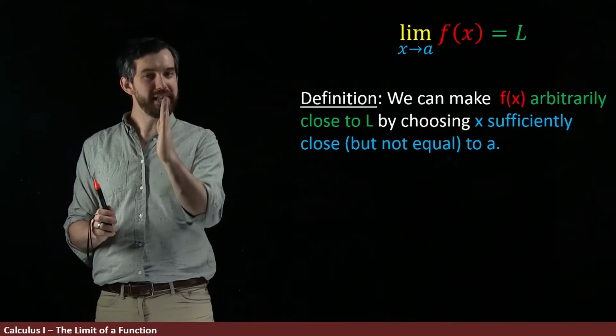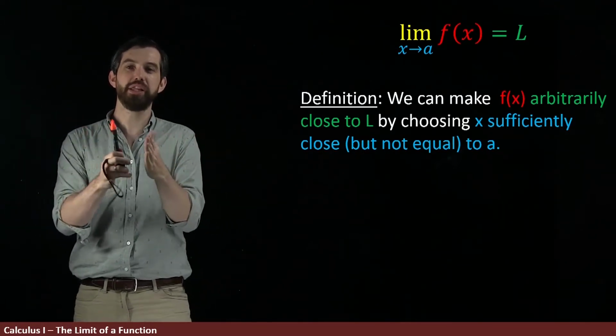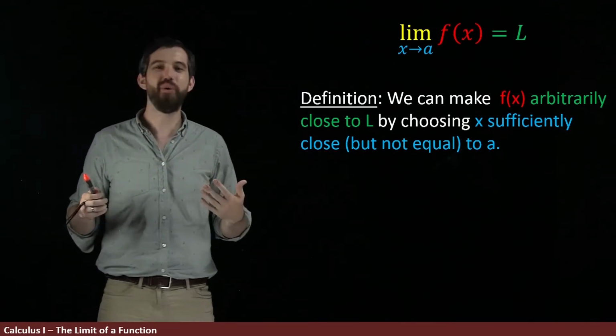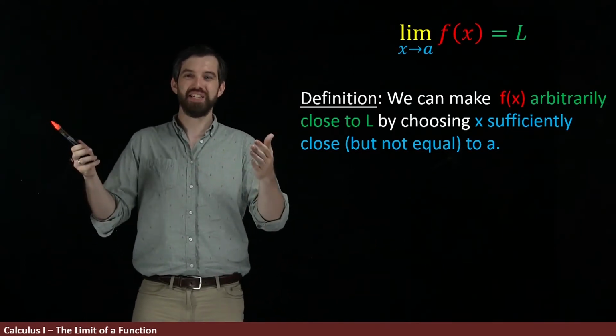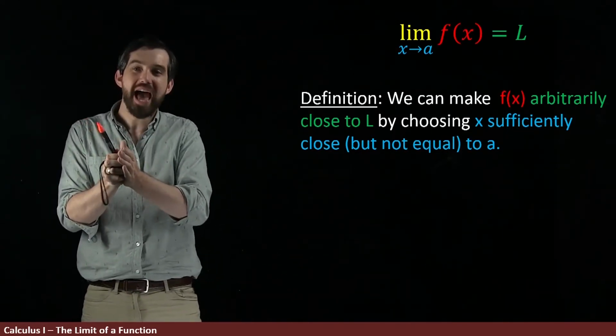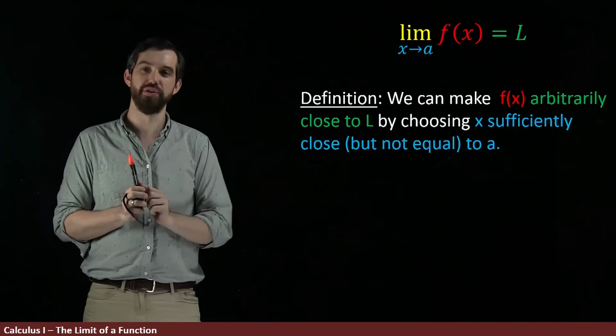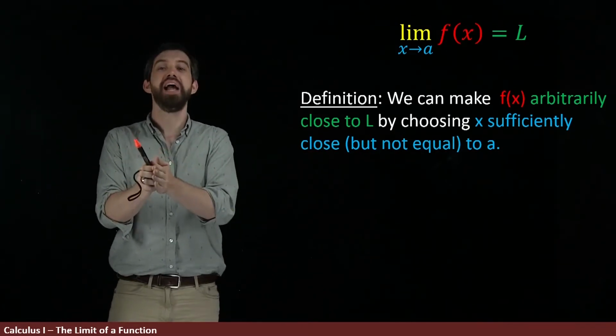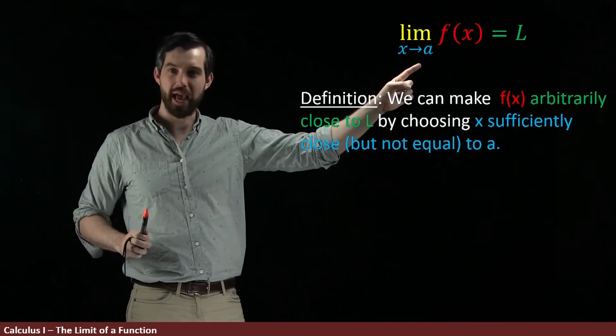We don't care what happens at the point. We just want really, really close ones. So the idea is if I want my function to be within some tiny number of the limiting value, I have to choose x values presumably within some tiny number of x equal to A.